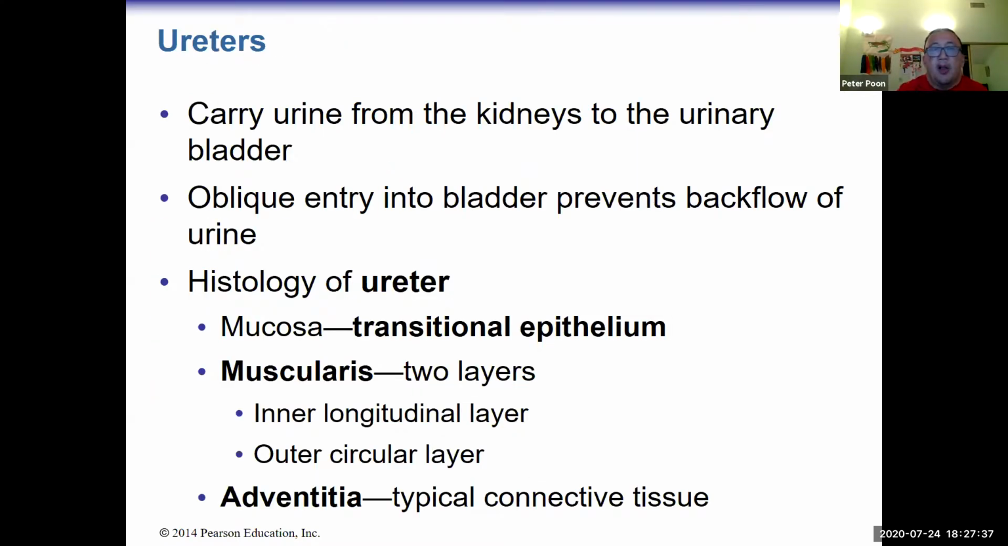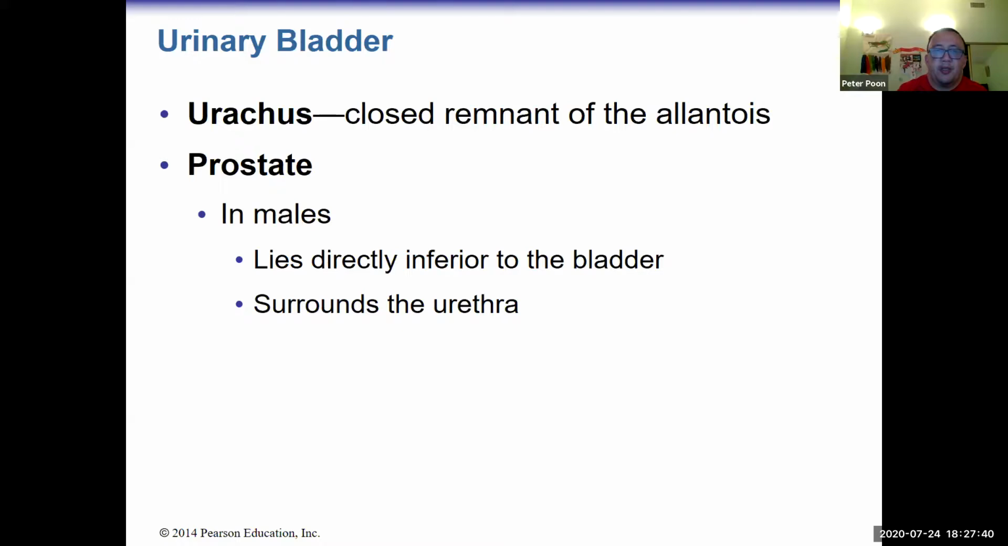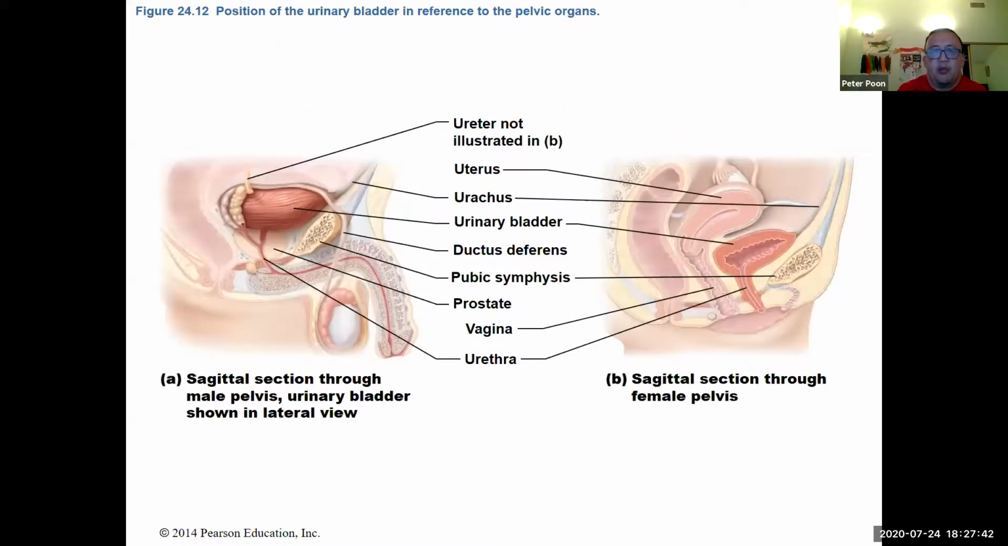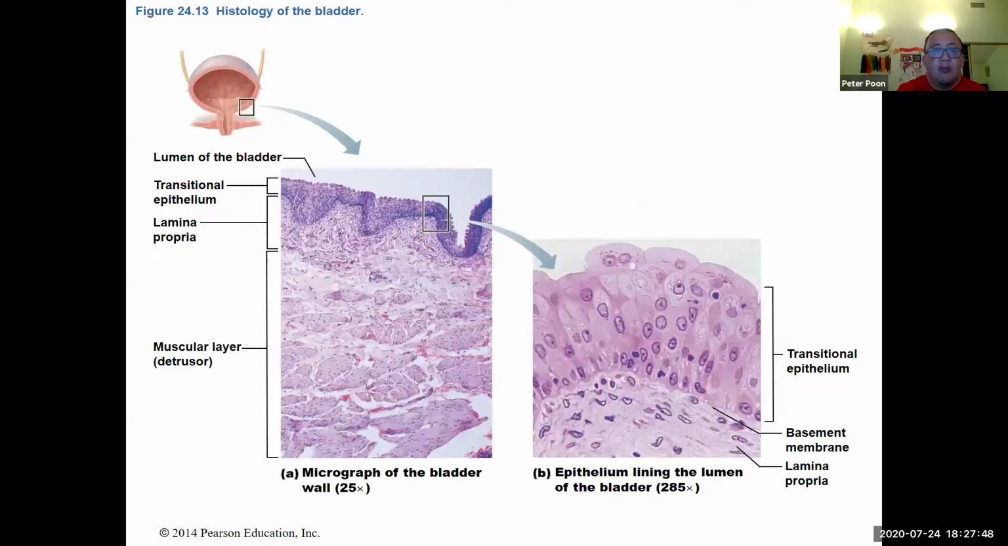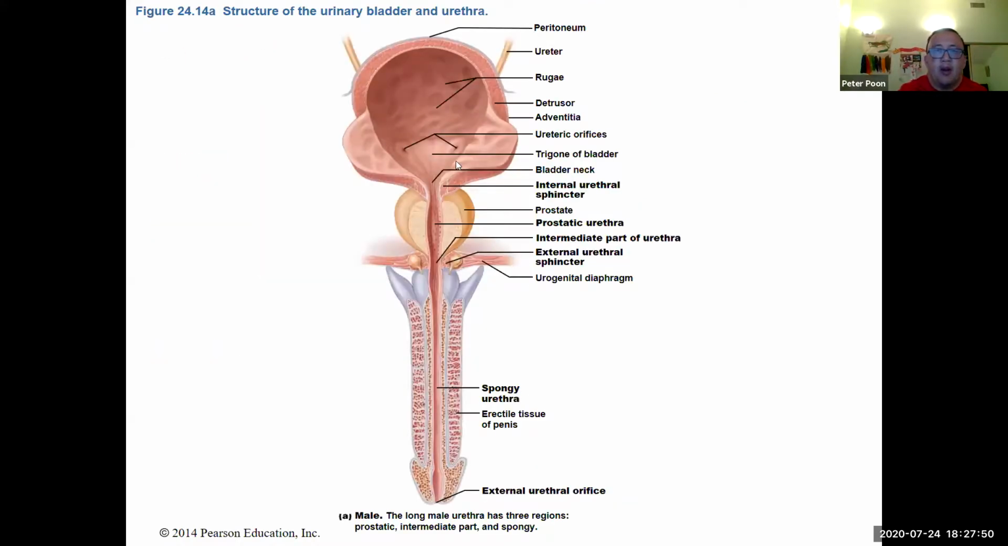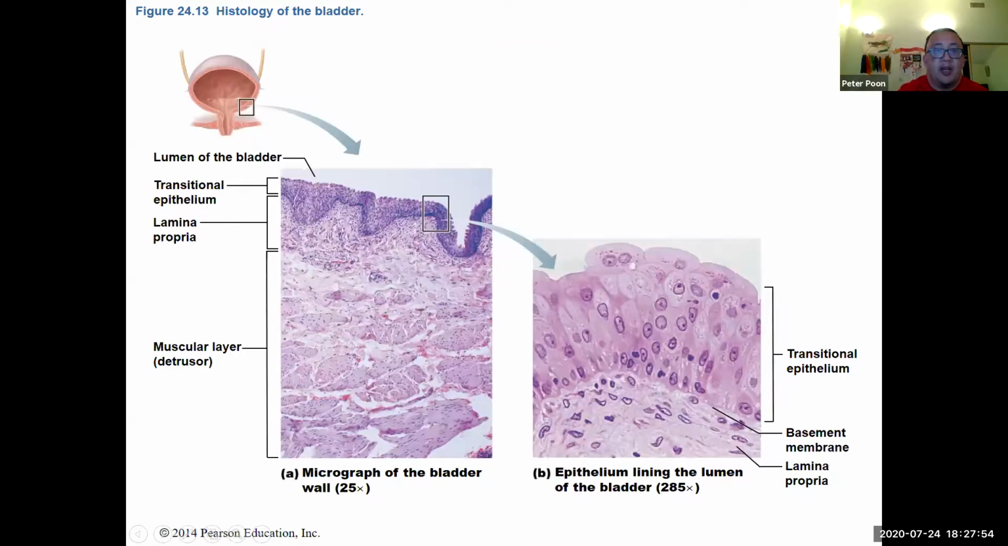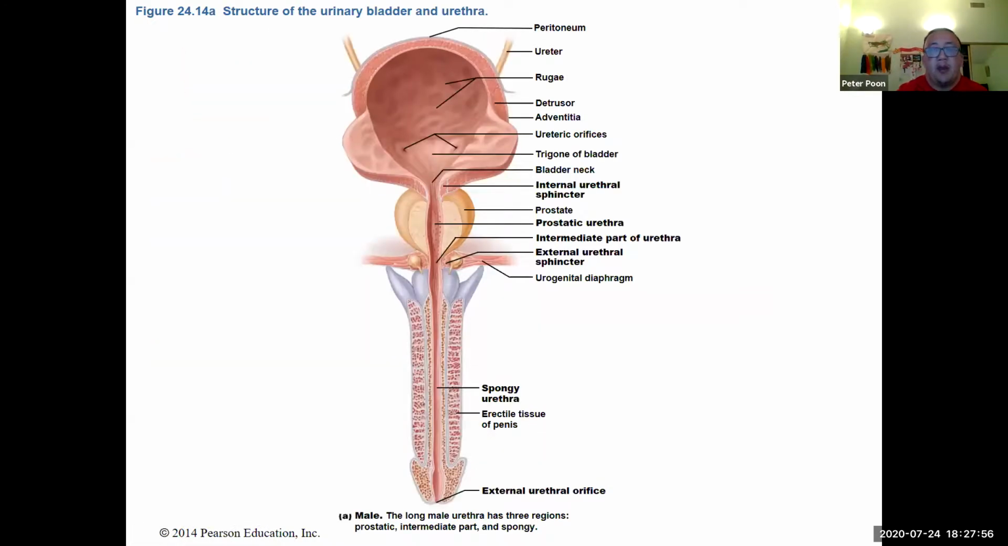The ureters are just a tube. There's nothing to know about them other than they're just a tube. The bladder. Here's a bladder. The male and female bladder are slightly different shapes and in different positions based on other stuff in there. Both of them have the rugae, which are the folds.